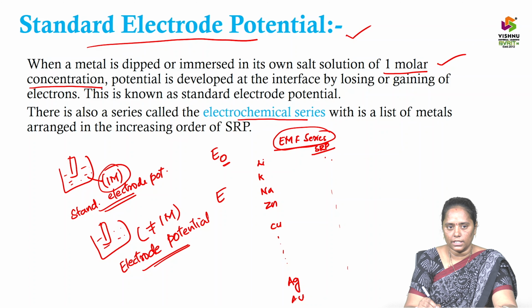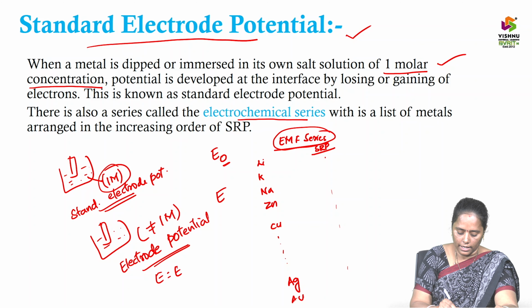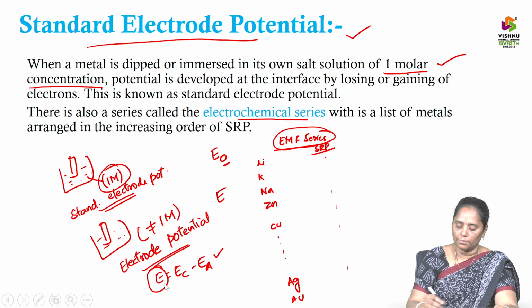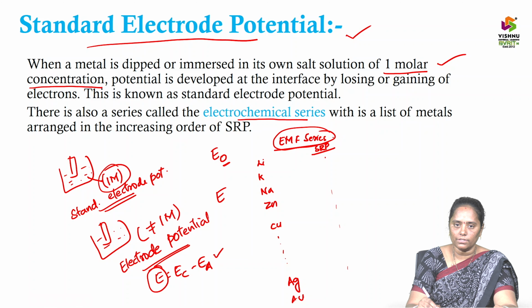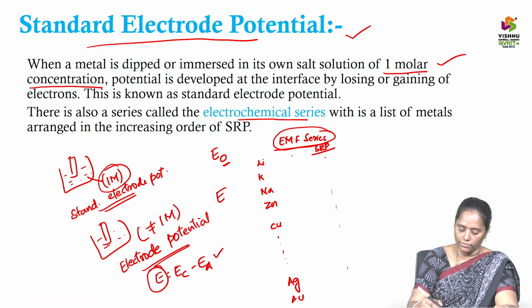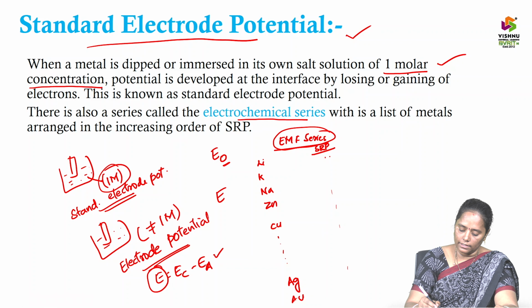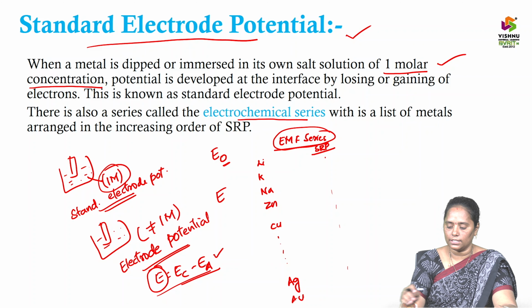Through this EMF series, we can calculate the EMF produced. E equals E cathode minus E anode. We have the formula to calculate the EMF of this cell. To calculate this EMF, we need the EMF series, that is the standard reduction potentials of each and every metal. Take the SRP values, the standard reduction potential values of the metals with which we construct the electrochemical cell, and substitute them in this equation. You get the theoretical EMF of the cell.